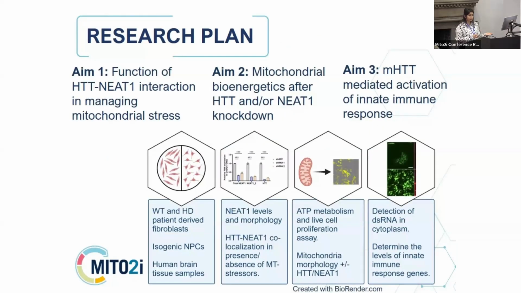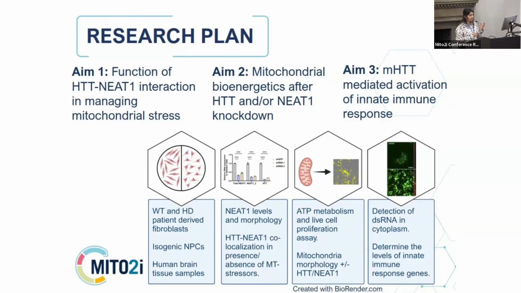So to test my hypothesis, I have three aims. The first is to investigate the function of Huntingtin-NEAT1 interaction in managing mitochondrial stress. Second is to study the mitochondrial bioenergetics in presence and absence of Huntingtin-NEAT1 and also mitochondrial stressors. And my last aim would be to examine mutant Huntingtin mediated activation of innate immune response.